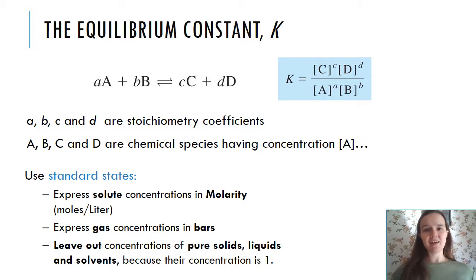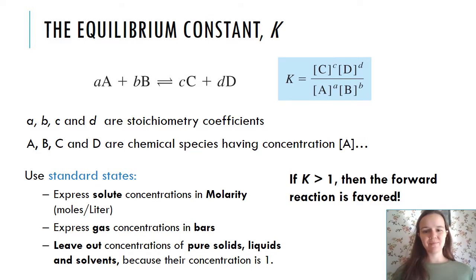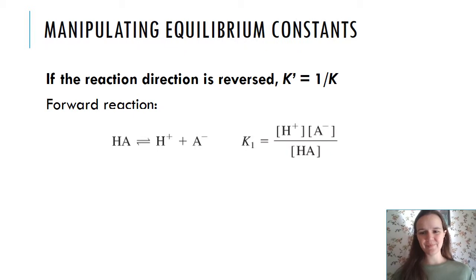And you're going to leave out any pure solids, liquids, or solvents. Their concentration will essentially be 1. And so if it's an aqueous solution, it's just water, leave water out of it. Furthermore, if the K value is greater than 1, the forward reaction will be favored. And so that means that your products are greater than your reactants. If you have a K of greater than 1, therefore more products equals more forward reaction.